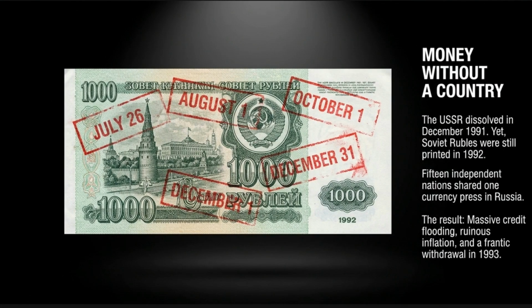Despite the USSR dissolving in December 1991, Soviet rubles continued to be printed in 1992. This led to massive credit flooding, ruinous inflation, and a frantic withdrawal of the currency in 1993.